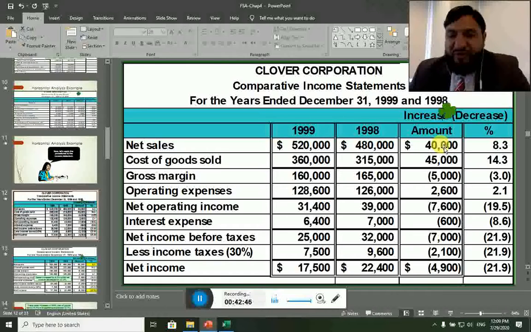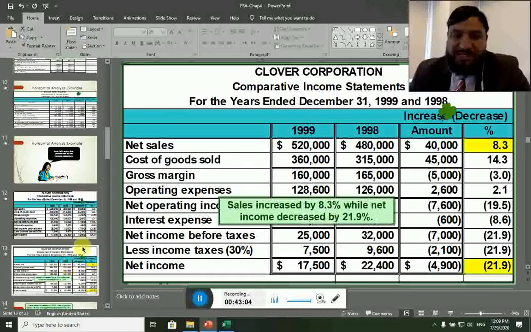We have done the same operation. 520,000 minus 480,000, 40,000. Now 40,000 divided by 480,000 multiplied by 100, we have 8.3% increase, right? Similarly, the same operation from here to here. Now let's have an analysis. Now we have done the calculation. Now let's interpret.